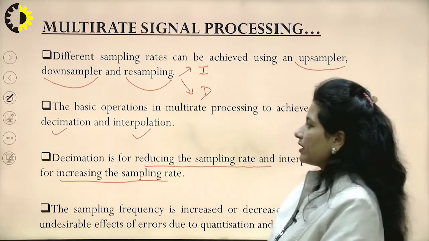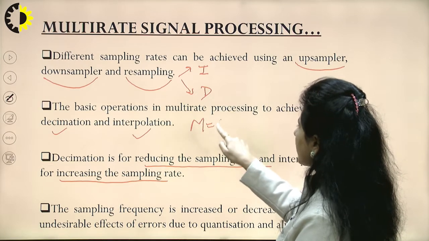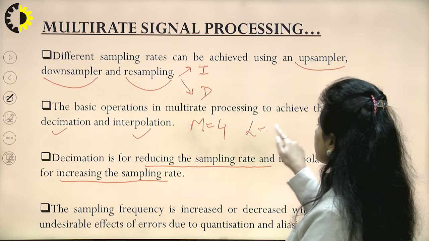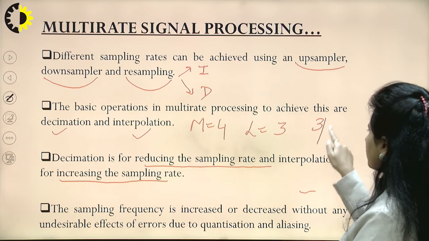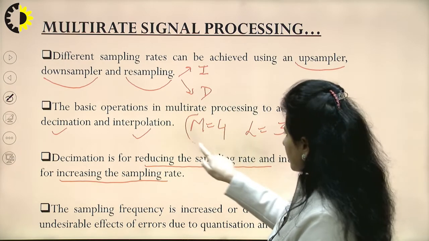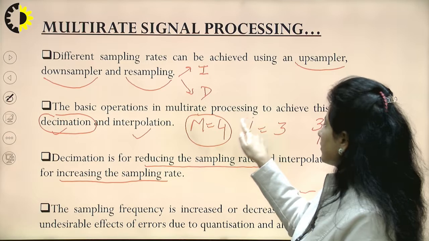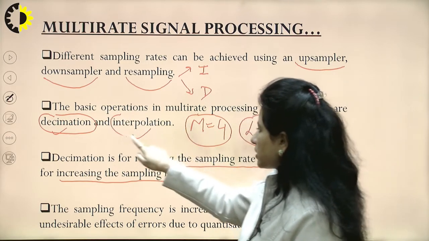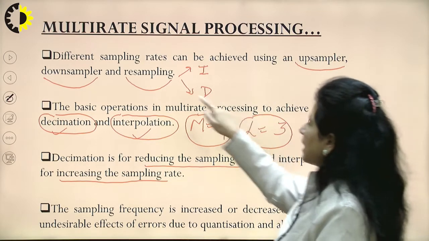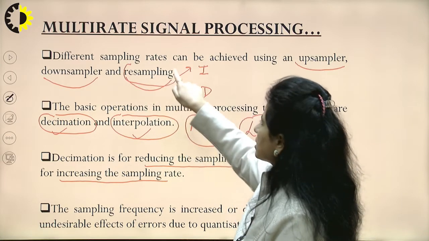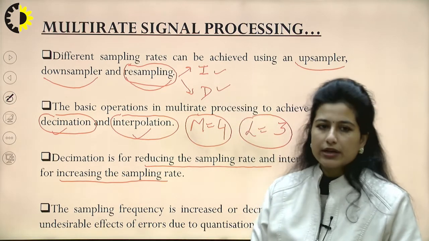Or we can say, when we talk about certain integer values, say I need to decrease the rate by a factor of 4, I need to increase the rate by a factor of, say, 3, but I need to change the rate by a factor of 3 by 4. When I want to reduce the rate by some factor, I would apply a decimator. When I want to increase the rate by a certain factor, I would apply a process called interpolation. But if I want to change the sampling rate by some fractional order, I would call that process resampling. So resampling is made up of two basic operations, interpolation and decimation.